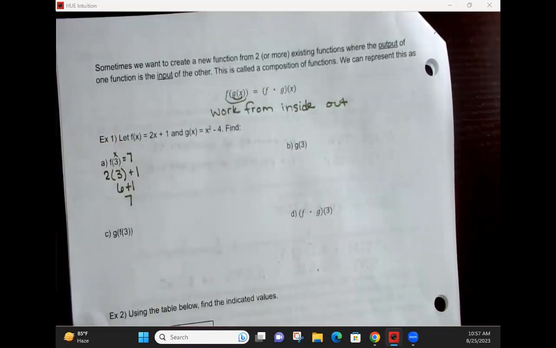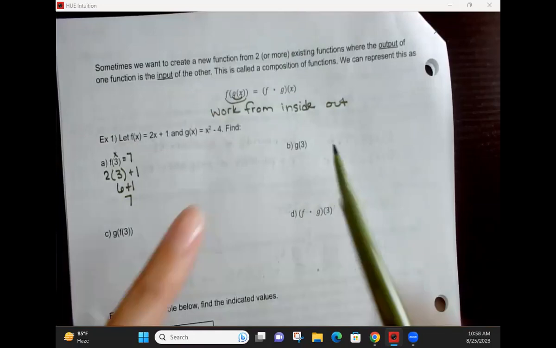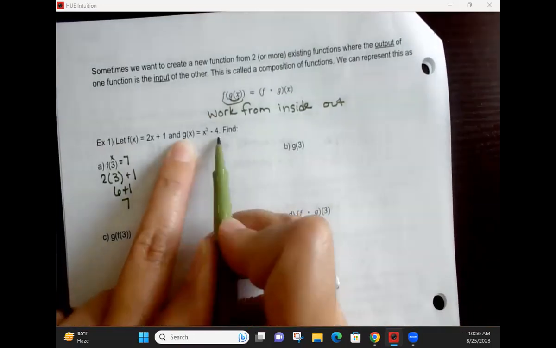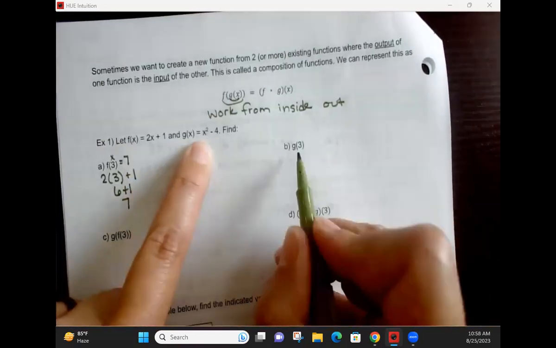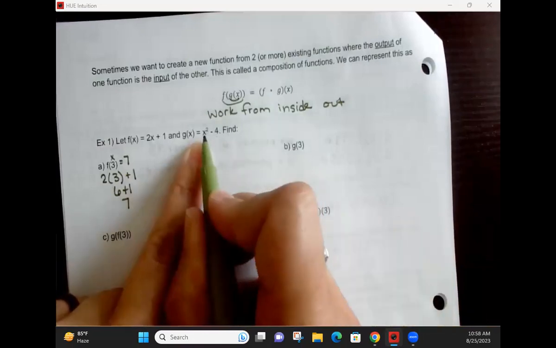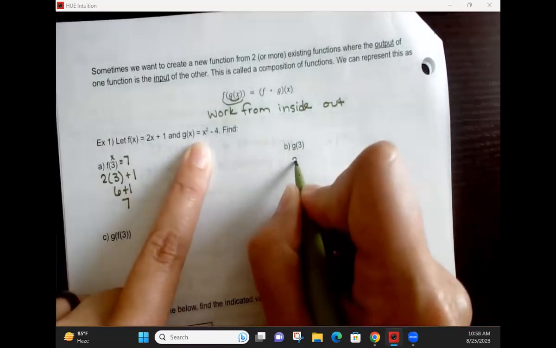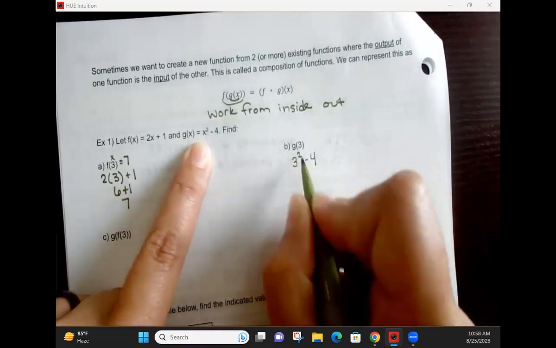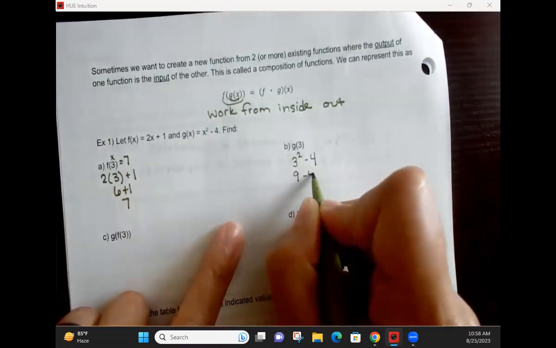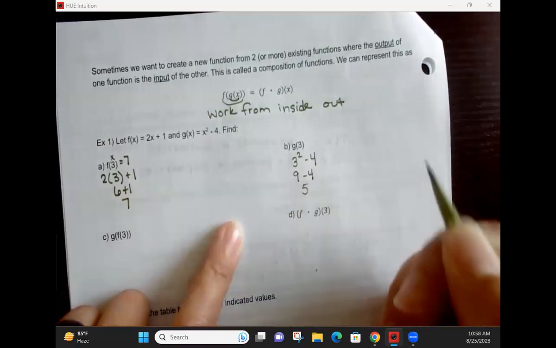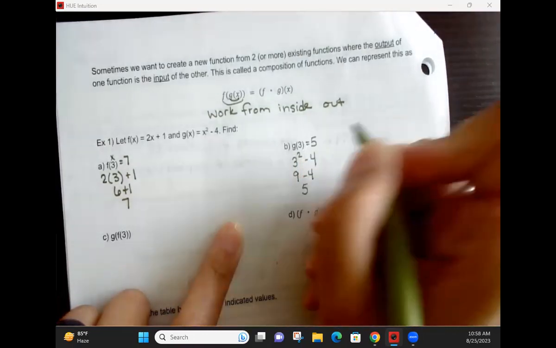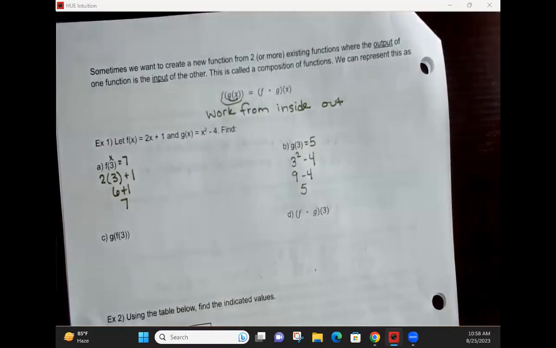Again, we've done this already. This is not new. And then for b, same idea, but now with g of x. So g of x is this second function that we've got here up at the top. And we're saying plug in 3 for x, substitute in 3. So this would be 3 squared minus 4. 3 squared is 9. Minus 4 gives us 5. So g of 3 is equal to 5. Again, this is stuff we did last week.